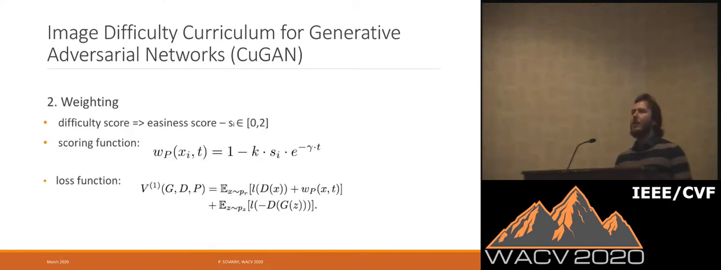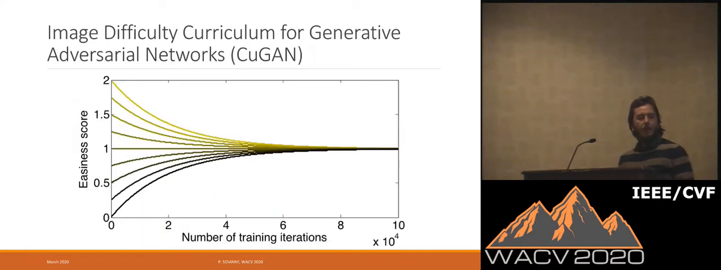The second strategy is weighting. We compute an easiness score based on the difficulty. We then build a scoring function which favors the easier images in the first iterations, and then we add a new term to the loss function. We see that the easiness score is between 0 and 2, and as the training progresses, it converges to 1.